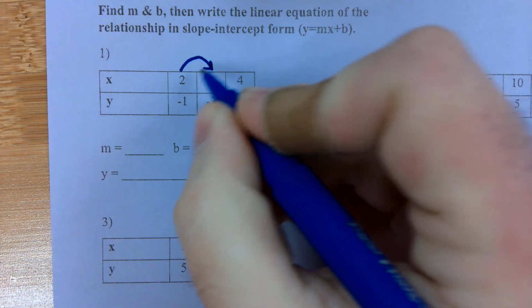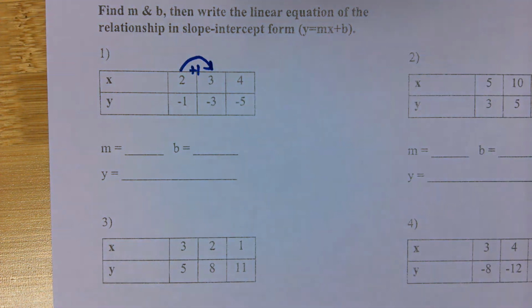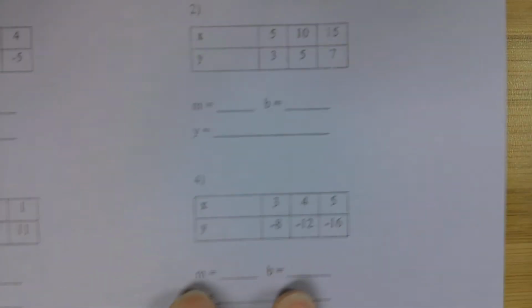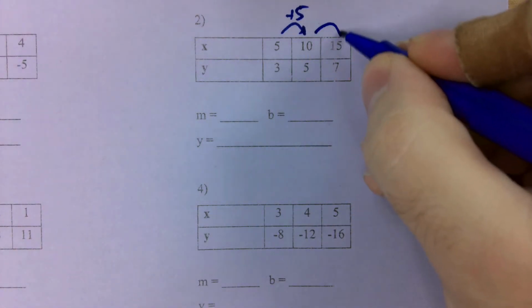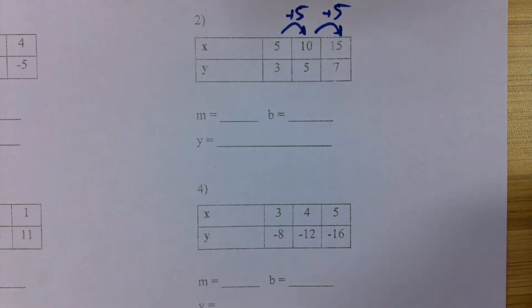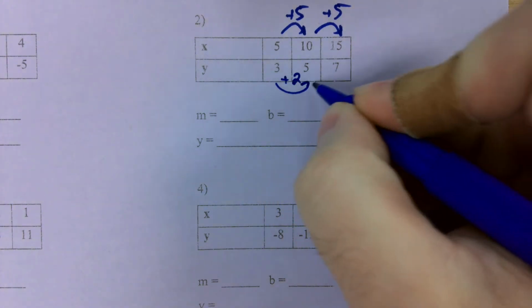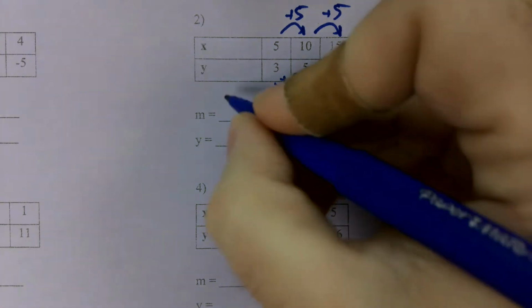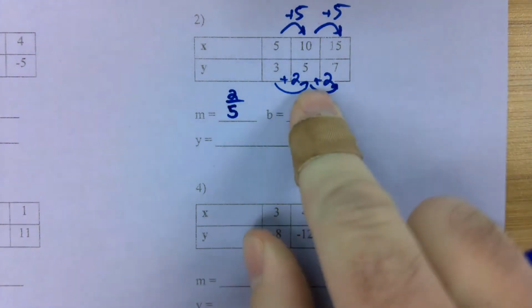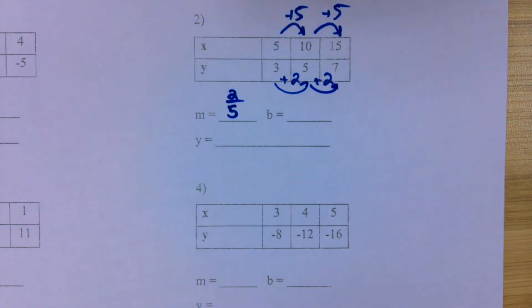From 2 to 3, that's plus 1. We went over number 1 together, right? Then I'm going to go to number 2. 5 to 10 is plus 5. 10 to 15 is plus 5. And then down on the bottom we got plus 2 and plus 2. So is our slope going to be 5 over 2 or 2 over 5? 2 over 5, right? It's always the change in y over the change in x.